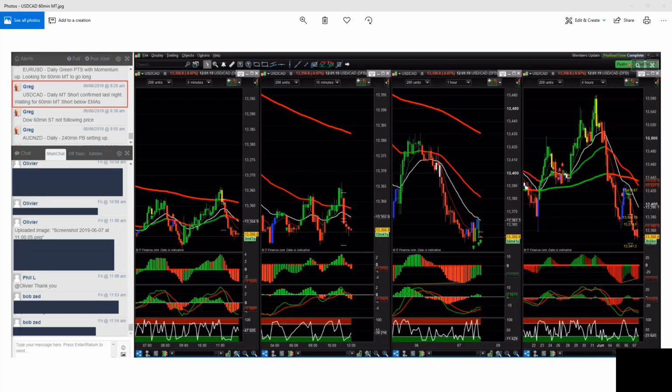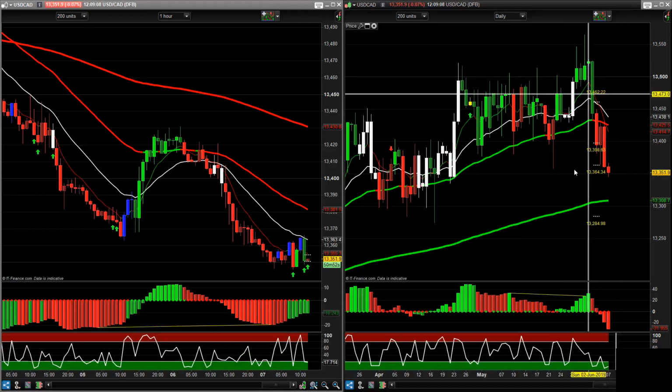So yesterday in the live trading room we sent out an alert, as you can see here, around 9:30 in the morning, focusing on the dollar CAD, where we were looking for a momentum trigger strategy on the 60-minute time frame. So let's go and have a look and see what we were looking at in that specific trade.